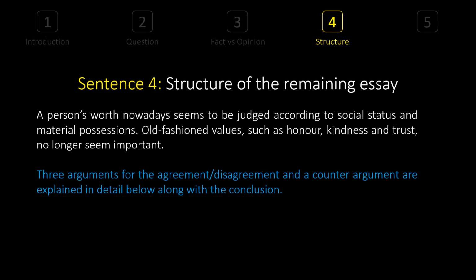Let's see an example. 3 arguments for the agreement or the disagreement, whichever you choose. This is an option, of course. And a counter argument are explained in detail below along with the conclusion. So these things are explained in detail below with conclusion means now they know that this is the ending of your introduction. After this are going to come 3 different arguments which are for your agreement or disagreement, and a counter argument is important. We'll see why it is important when we are understanding the question type itself. And they are explained with examples probably. You can add that also along with the conclusion.